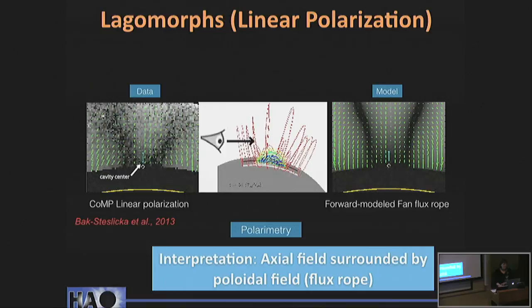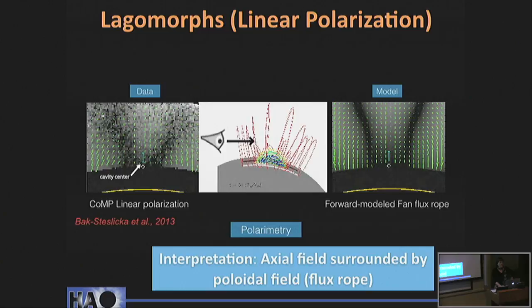Because when you take a magnetic flux rope, a distribution of magnetic field where magnetic fields wind around a central axis, and you forward model what you would expect to see in linear polarization, you get exactly this structure. I'll talk a little bit more in my talk this afternoon about why. But it's clear evidence that such a magnetic structure exists.